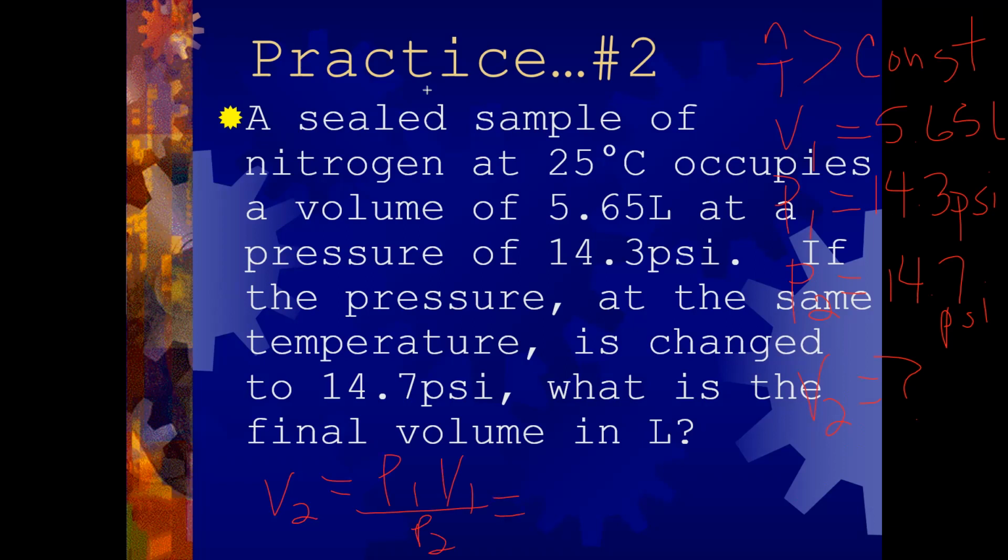All right, so we have to multiply 5.65. I'm just going to multiply them myself. 5.65, which is the volume 1, times 14.3, which is the pressure 1. And then you're going to divide it by 14.7. And that's going to give you your answer, which is 5.496. So basically 5.50. And we did have 3 sig figs in this one. And that would be liters.